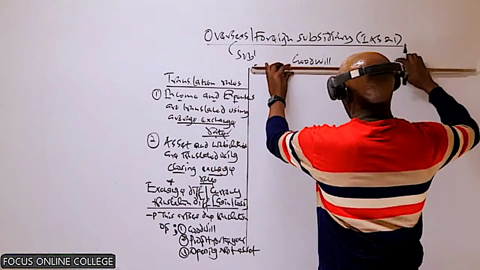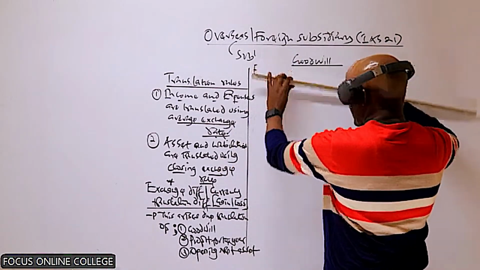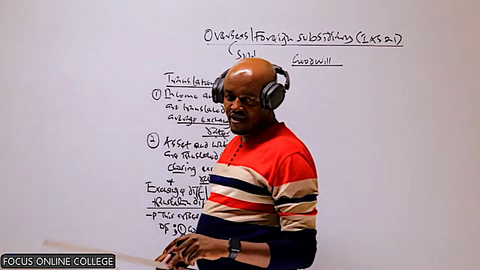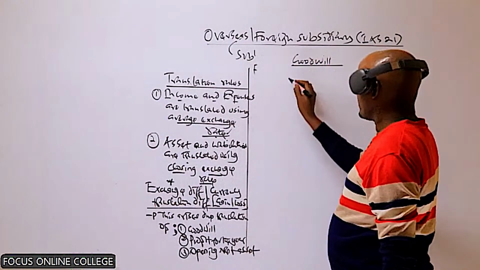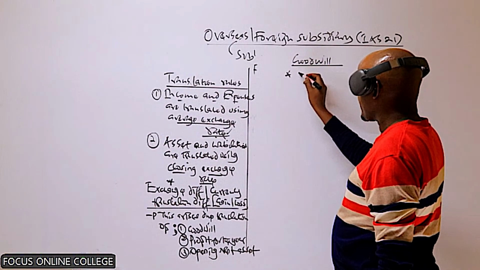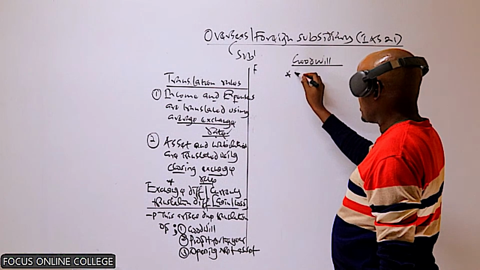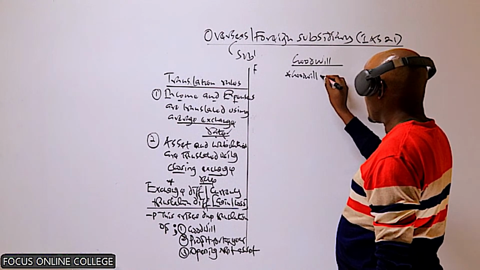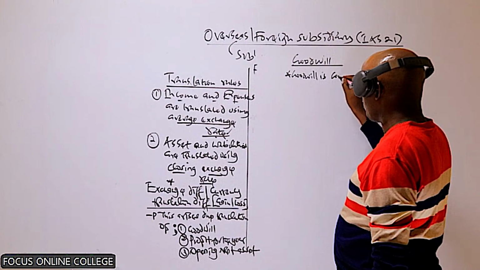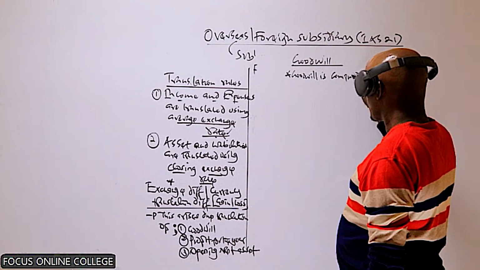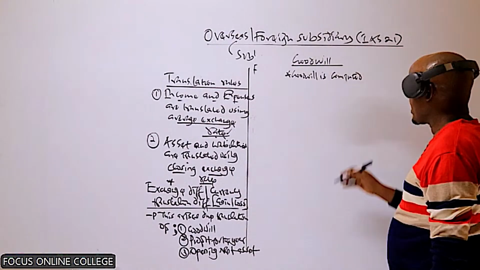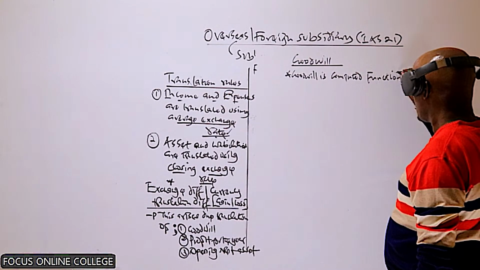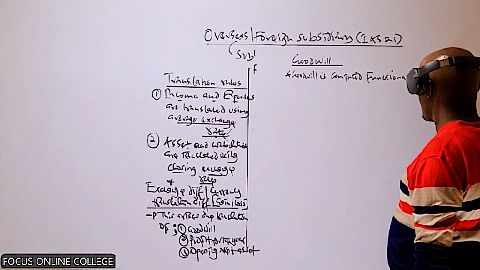So remember, goodwill is the difference between the purchase consideration paid by the parent company and the net assets which were acquired. What is important to note here is that goodwill is computed using the functional currency. The functional currency, remember, is the local currency.